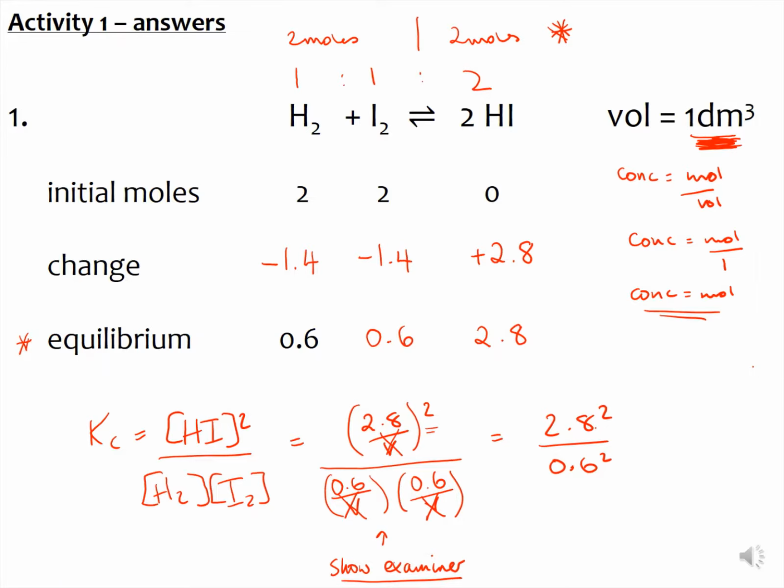Anyway, if we were to solve this and work out the answer, if I put in the calculator 2.8 squared divided by 0.6 squared, that comes out to be 21.8. Now, there are no units, because we have equal stoichiometry, so 2 concentrations on the top and 2 concentrations on the bottom, but remember, just make sure you state no units.